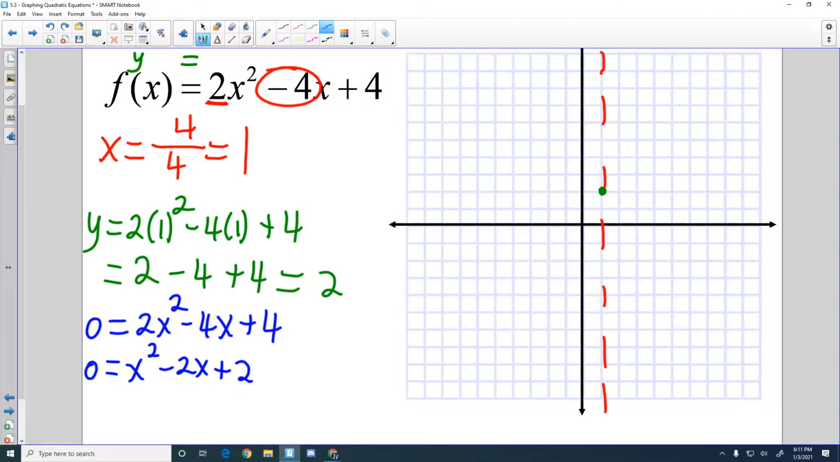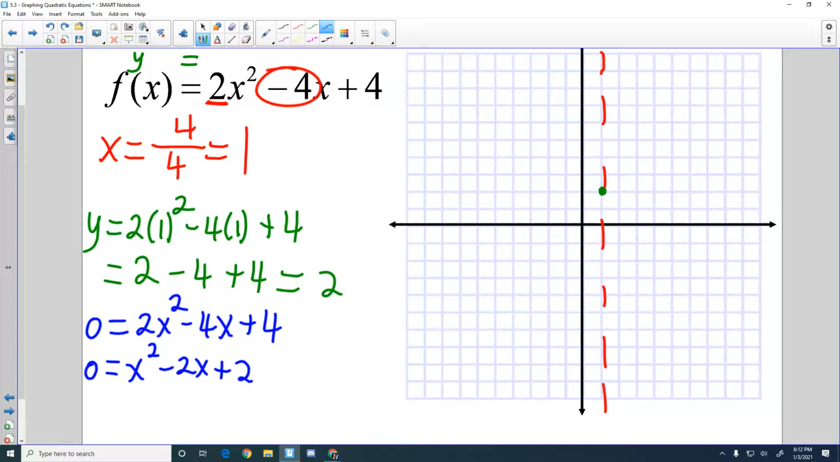Now, can we factor it? Well, are there two numbers that multiply to 2 and add to a negative 2? Well, actually, no, there aren't. So this function is actually not factorable. We can't factor it. So what do we do? Well, we could try completing the square or use the quadratic formula to try to find these additional points. Or we can just use a basic t-chart or something like that, where you just take a different random value and plug it in.